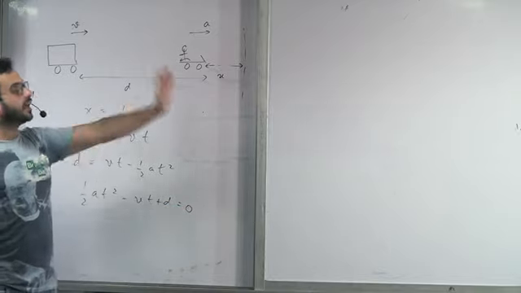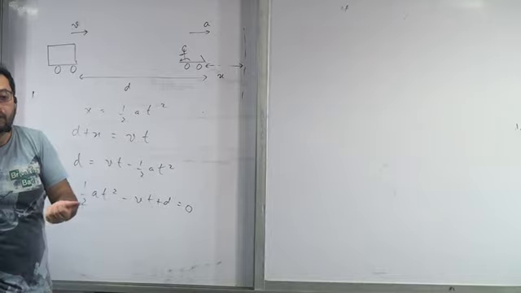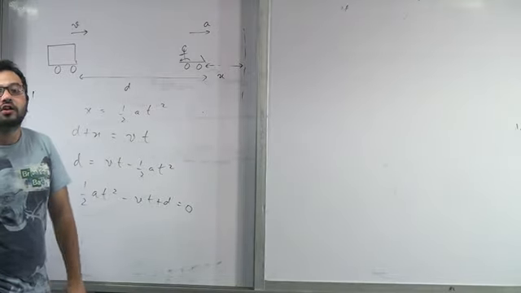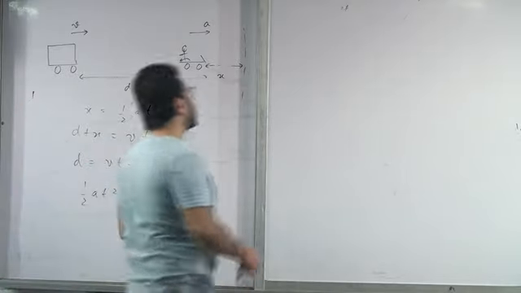Be real. If this catch up is actually happening, the value of t should be real. So for the value of t to be real, what should be? The discriminant should be greater than or equal to 0. Is that right? So from this equation, can I write the discriminant?